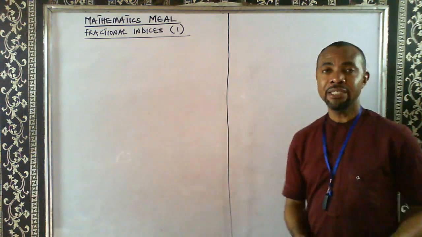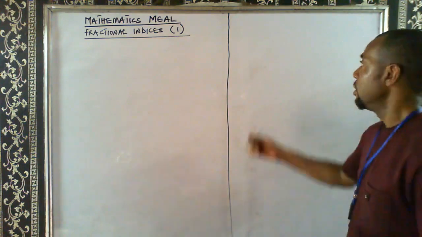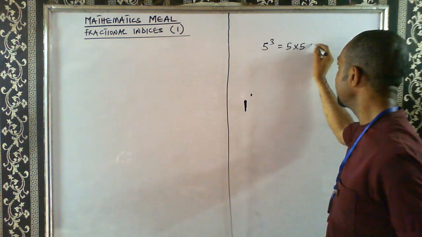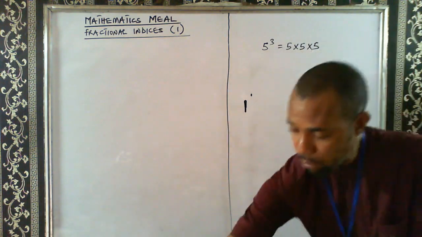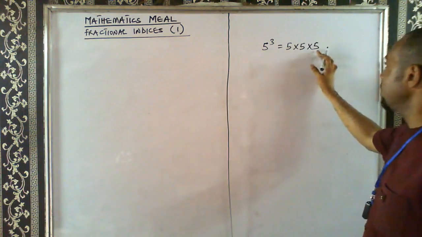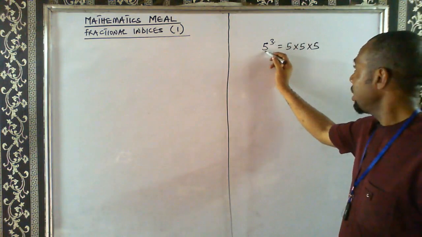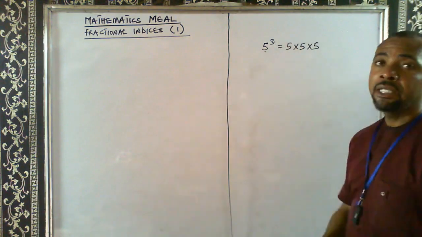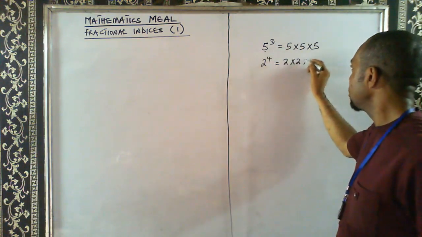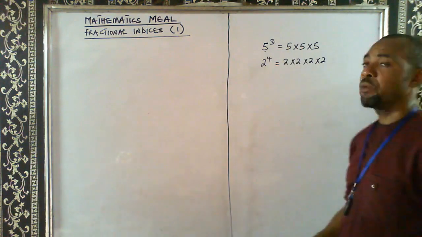Now we know that the index of a number shows us the number of times the base will multiply itself. So if I have 5 to the power of 3, it means 5 times 5 times 5. This is the power or the index. It's showing us how many times 5 will multiply itself. So if I have 2 raised to the power 4, it is 2 times 2 times 2 times 2.